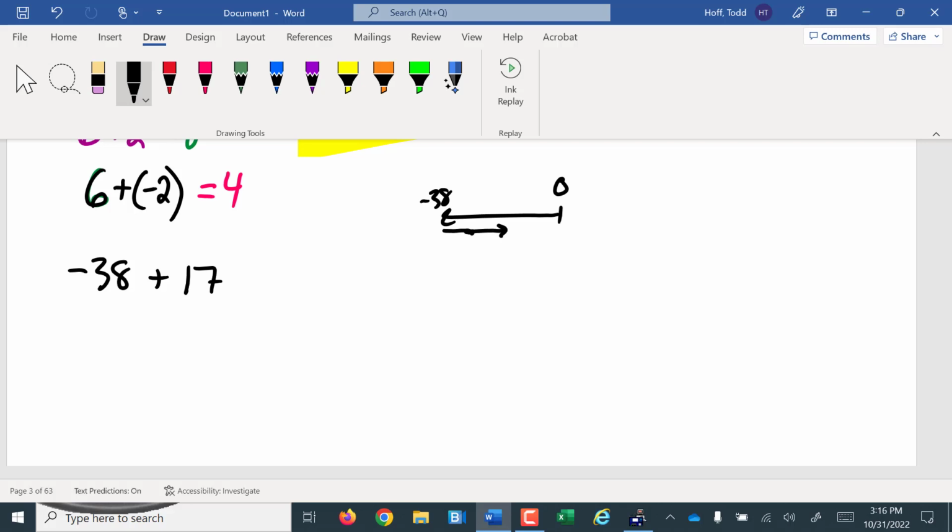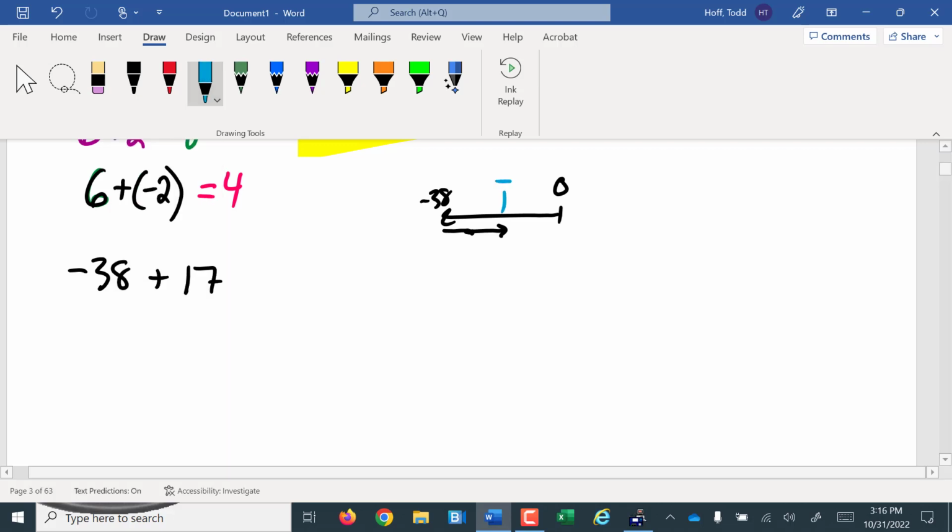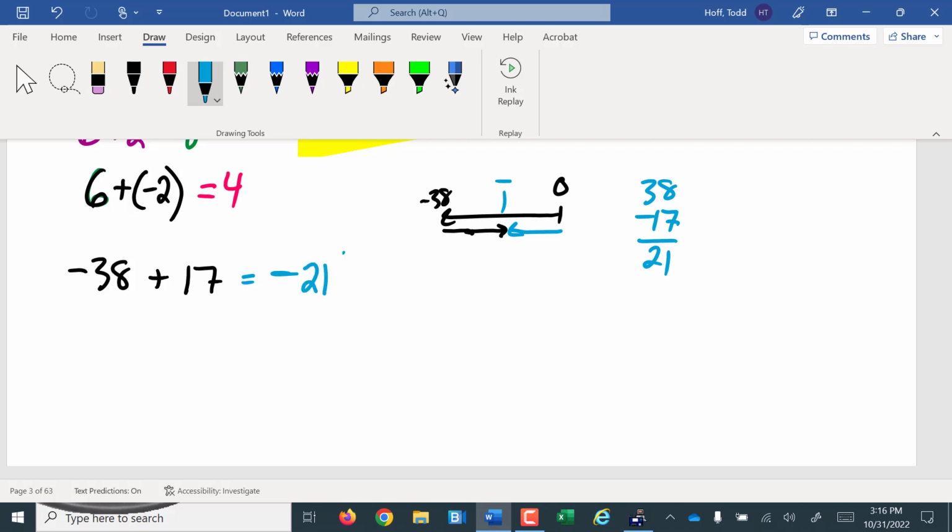Shorter. So it stops before we get back to 0. So this picture tells me two things. One is I ended on the negative side of 0. So my answer is negative. The directions go in the opposite direction, which means the value of my answer is the difference in those absolute values. So 38 minus 17 is 21. This is a -21.